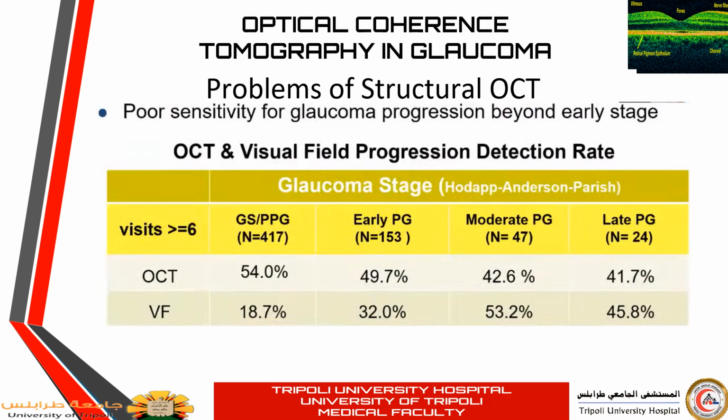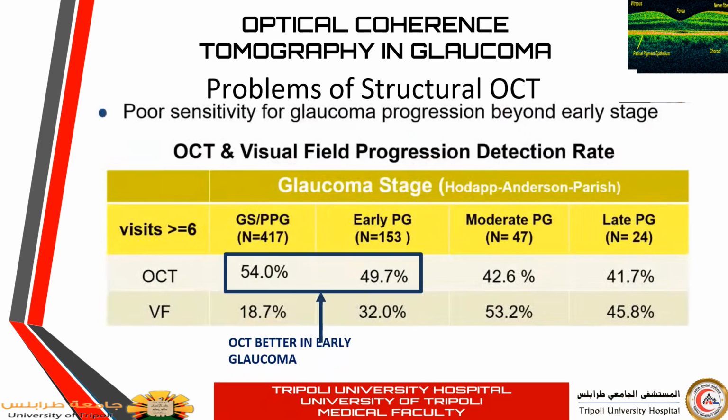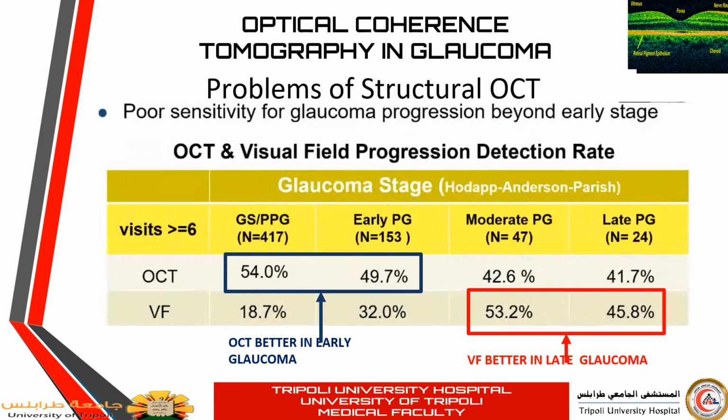However, for visual field, there is poor sensitivity in early glaucoma because the changes in the visual field, that's the functional changes, will appear late in the stages of glaucoma. And so it is useful in following the progression of glaucoma in later stages. OCT is useful in early stages. However, visual field is useful in later stages, as you can see in this study.